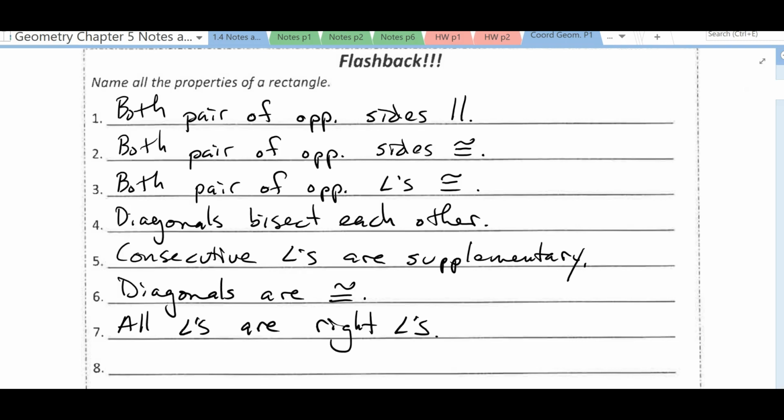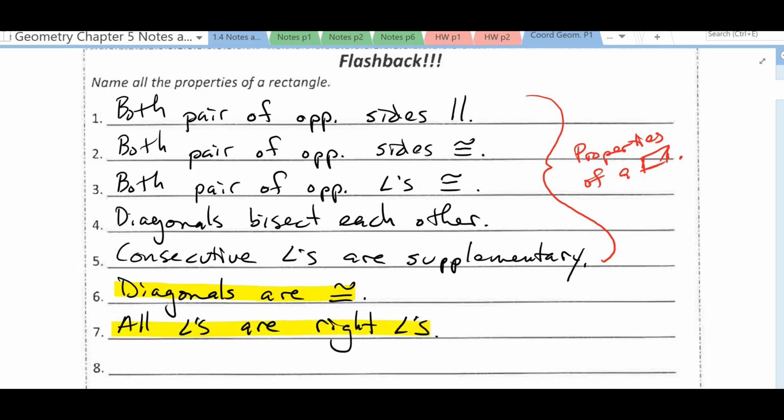Alright, so hopefully these are the properties that you came up with for a rectangle. If you need to pause the video and compare your list to my list, feel free to do that and make corrections as necessary. Now, what we notice is that these are properties of a parallelogram, because we know that a rectangle is a parallelogram, and then it has a couple extra properties. So if we change that parallelogram to a rectangle, we know that the diagonals are now congruent, and we know that all angles are right angles.